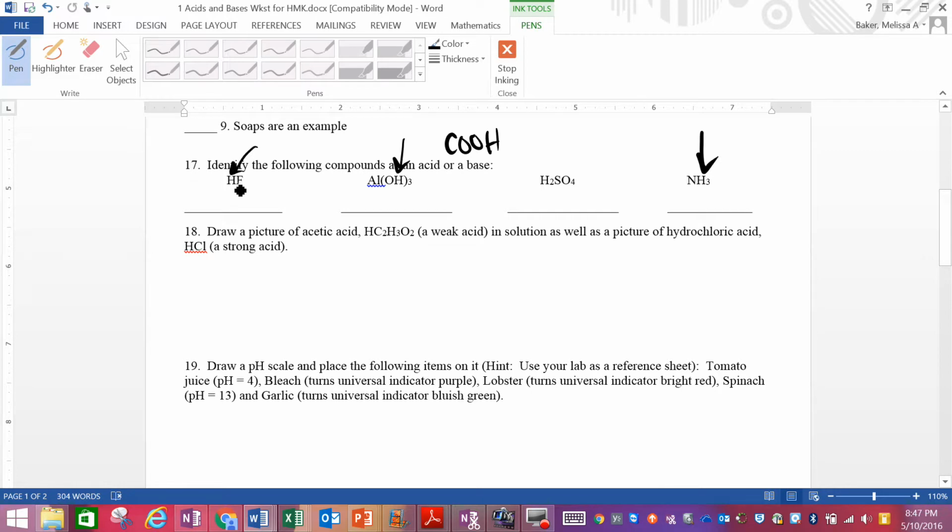Okay, number 18, draw a picture of acetic acid, a weak acid, versus a strong acid. So for the strong acid, remember those dissociate more completely. So you're going to draw the H's separated from the Cl's. And for the weak acid, you might draw some where this whole thing splits apart, but a lot of these are just going to stay together in solution.